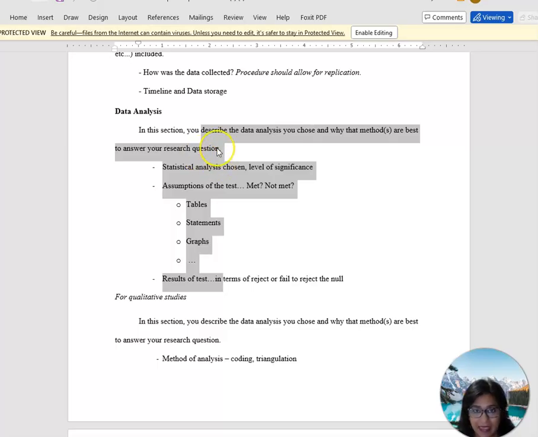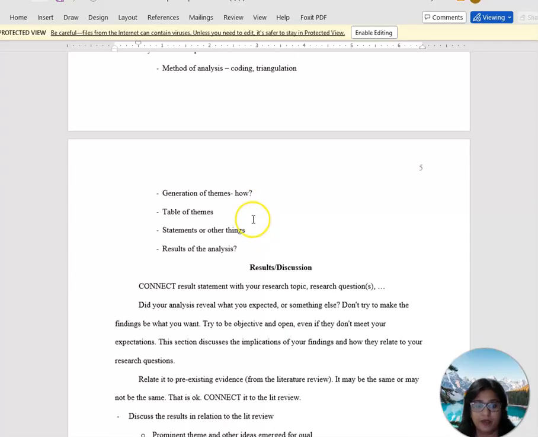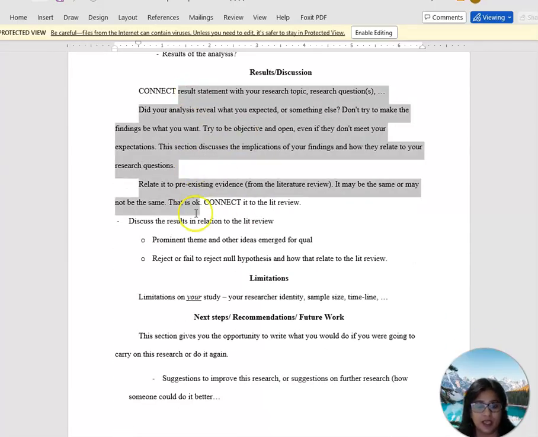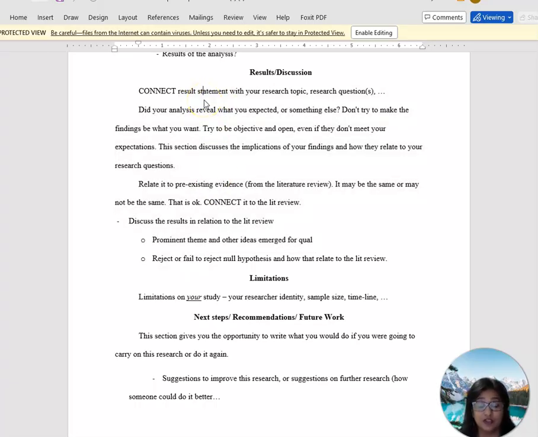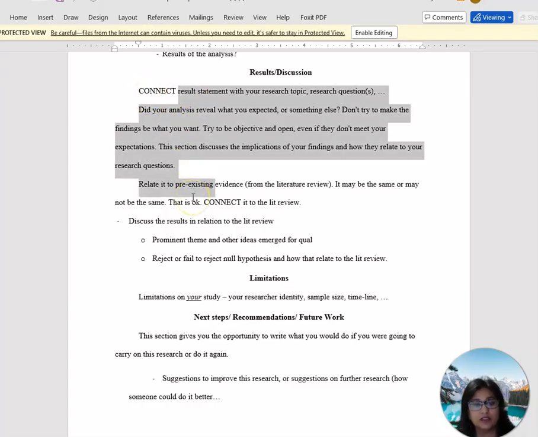You are not making any interpretations or conclusions in the analysis section. You are just reporting the results in this section. Here is where your results and discussion come in. Do you accept the null hypothesis, or reject the null hypothesis, or fail to reject the null hypothesis? We never say accept the null hypothesis. You're going to make your conclusions and results over here.